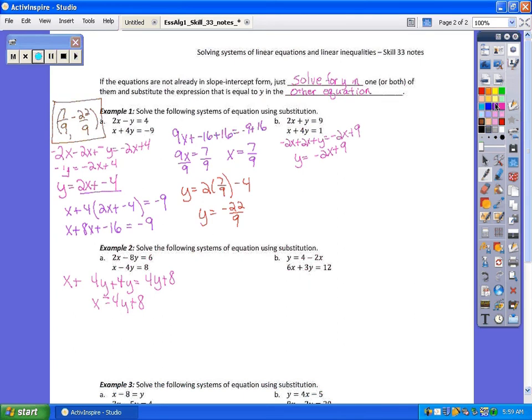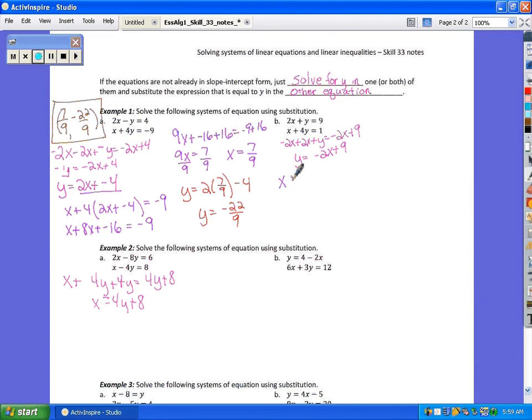Part B, I've already solved the top equation for y. So in the bottom equation, all I have to do is fill in y. So x plus 4 times negative 2x plus 9 should equal 1. So x plus negative 8x plus 36 equals 1. So negative 7x plus 36.